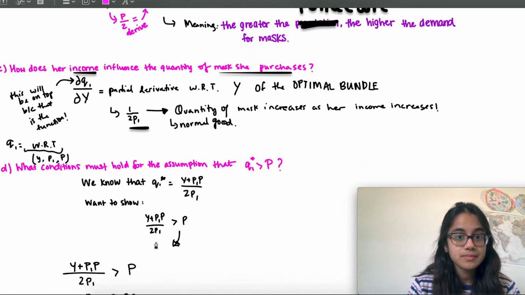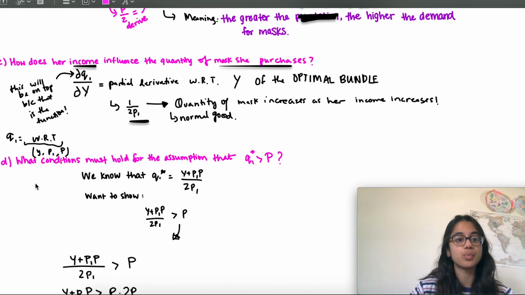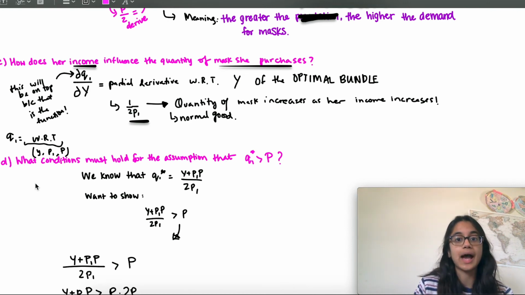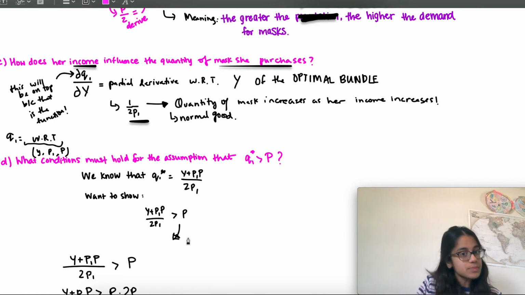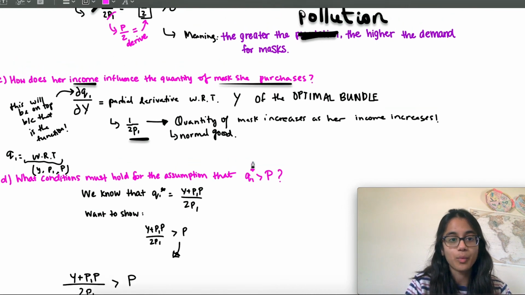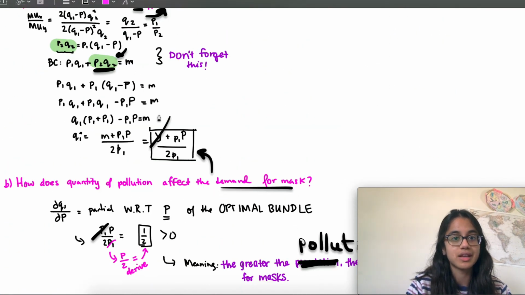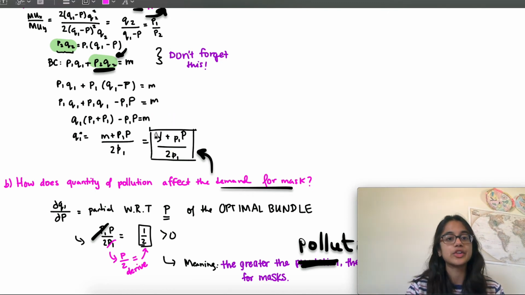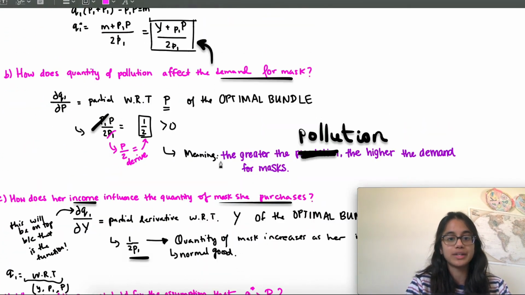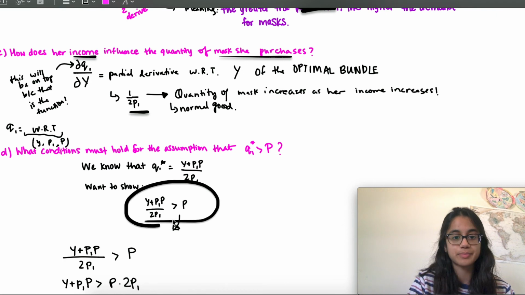So part D is, what conditions must hold for the assumption that Q1 is greater than our pollution, sorry. How I solve this problem is, I know what my Q1 is. I know my optimal bundle. Where is it? It was this little thing. All I did was plug that back in. I know my Q1 is that, and so this is what I have as my expression.